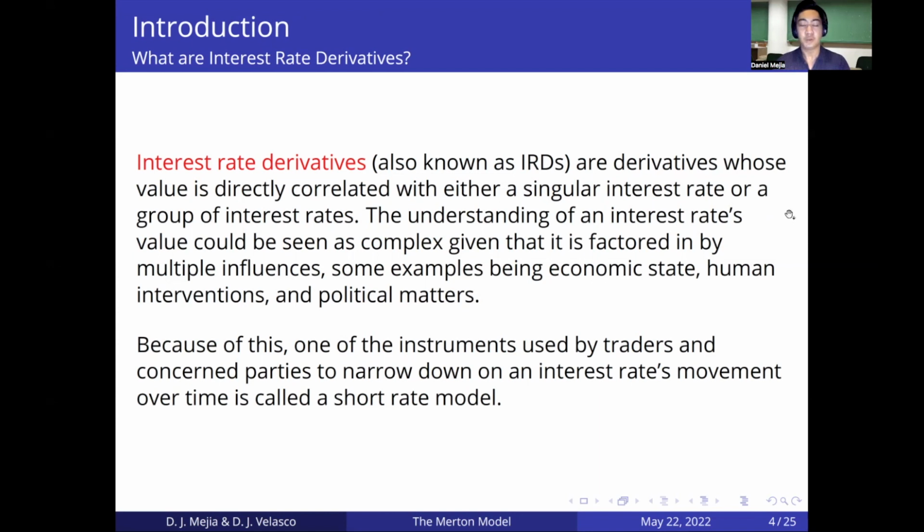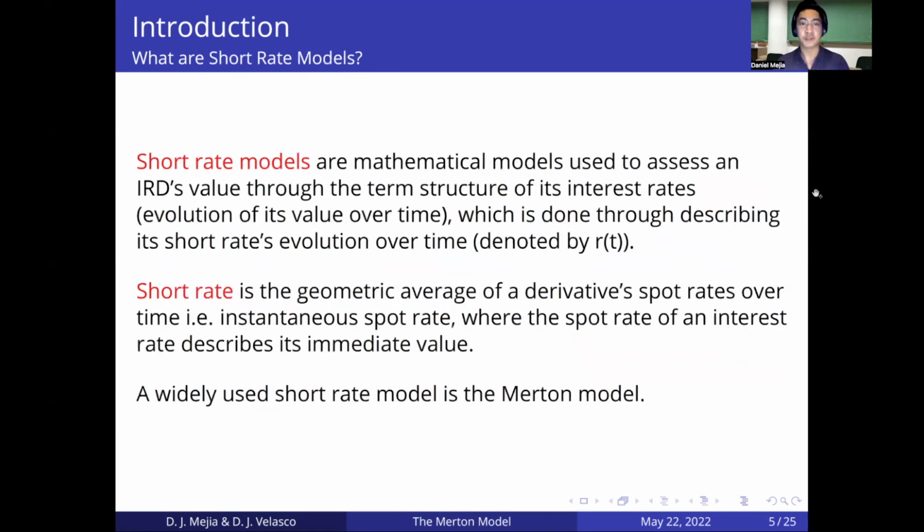Because of this, one of the instruments used by traders and concerned parties to narrow down on an interest rate's movement over time is called a short rate model. Short rate models are mathematical models used to assess an IRD's value through the term structure of its interest rates, which is done through describing its short rate's evolution over time, denoted by r(t). That's why it's called a short rate model.